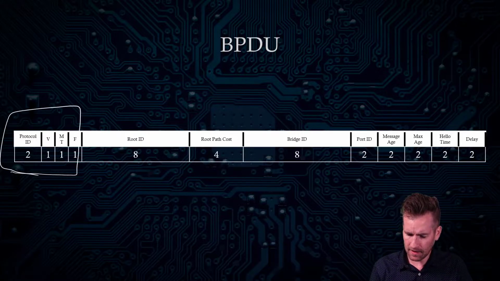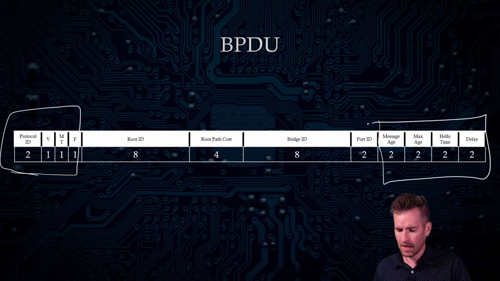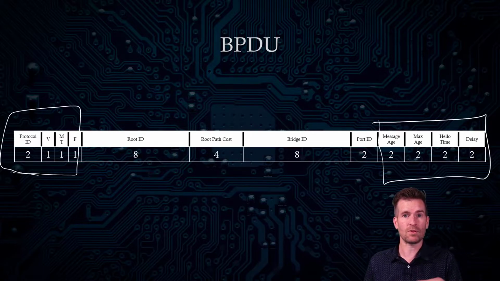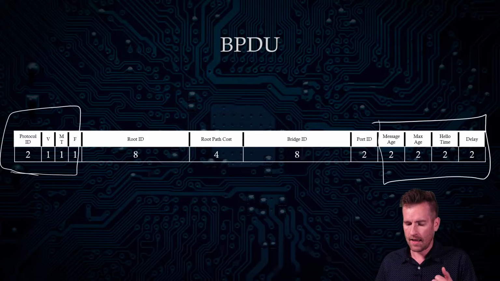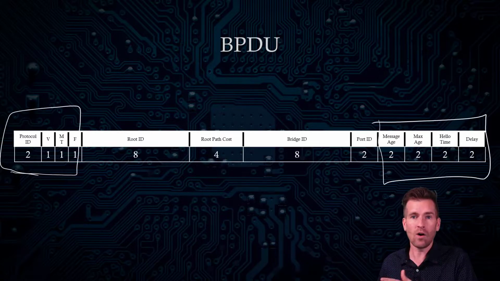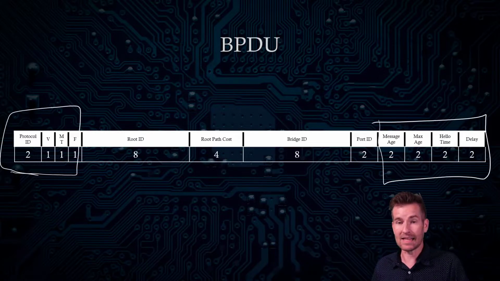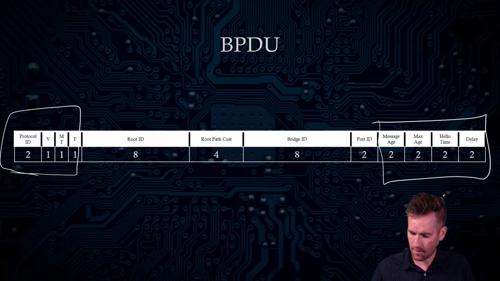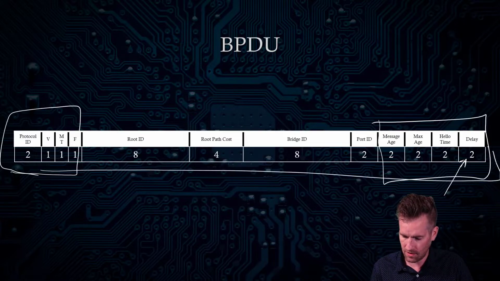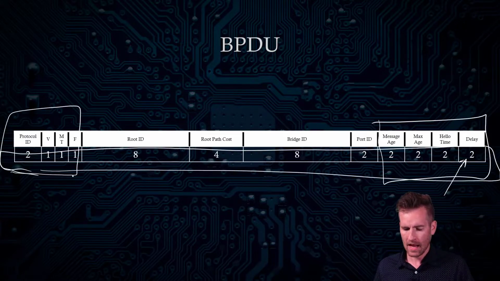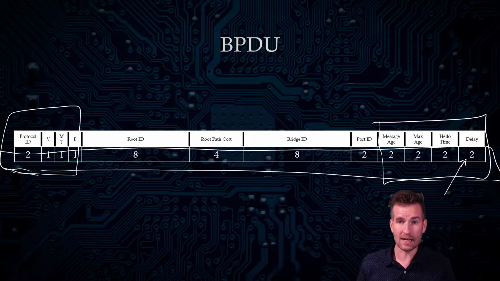The last part of this, we haven't talked about message age, max age, hello time, and forward delay. Those are different settings for STP. The hello time is set to how often these BPDUs are going to be sent across the link, and the default is 2 seconds. That's not what this 2 represents. This 2 represents that there are 2 bytes here. This bottom section is the bytes for each one of these, so we're not going to pay attention to that right now.